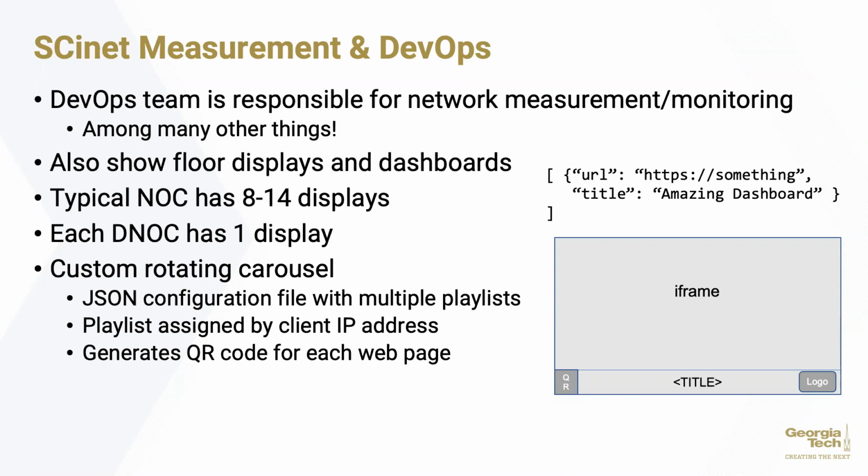And then as each client connects to the carousel, based on what IP address they come in from, we're able to feed them up a playlist. And everything is taken care of in terms of formatting. You see sort of a cartoon diagram here where the majority of the dashboard sits in an iframe, and we layer on top of that the SCinet logo and then a custom QR code, which will link a user and their phone who's passing by a display to the actual dashboard itself, so they can see the real data that's being put up there on the TV.